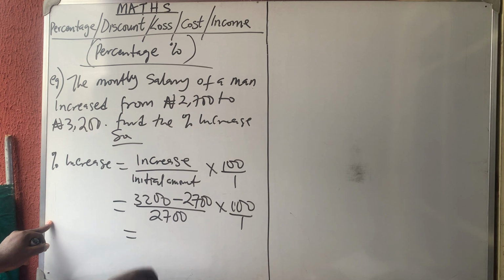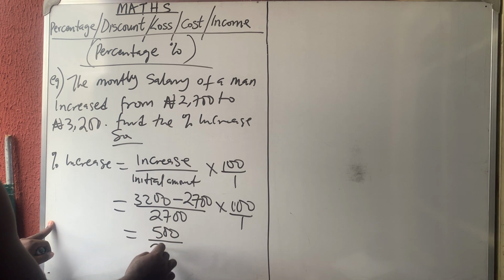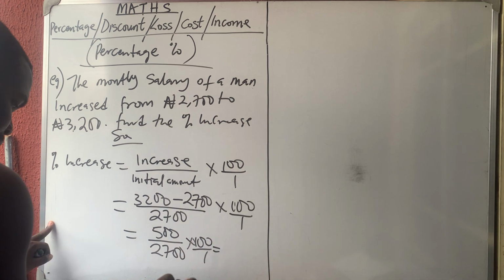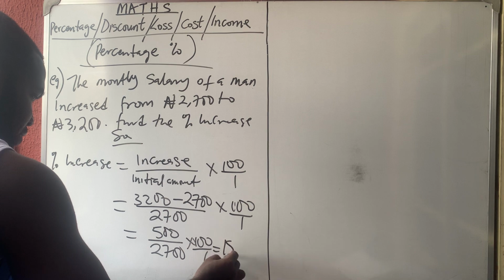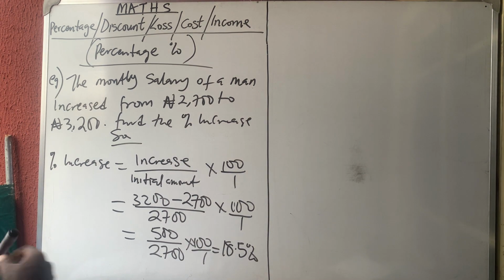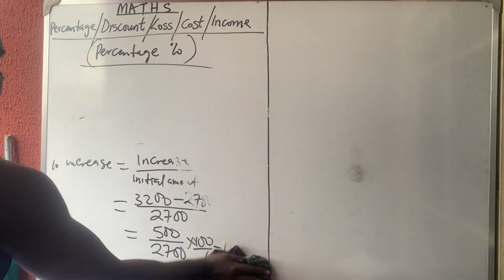So what do we have now? We have 500 is the amount they added to the person, all over 2700 times 100 over 1. If you do that, the percentage increase is 18.5%. That's what they added for him. 18.5% was added to this man.